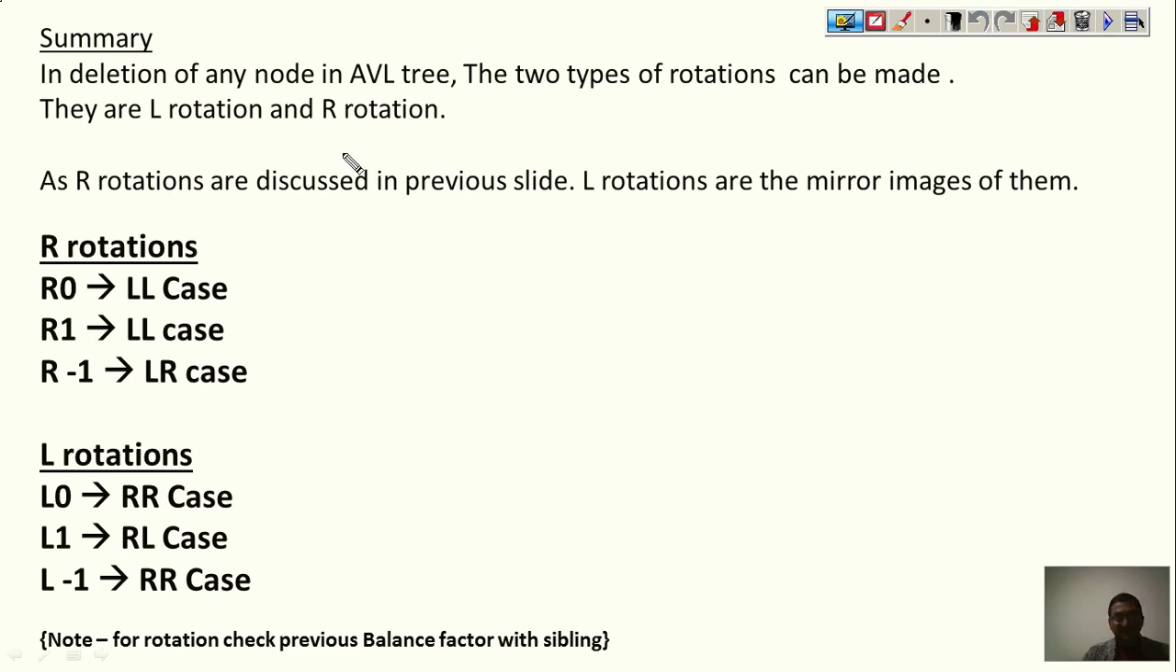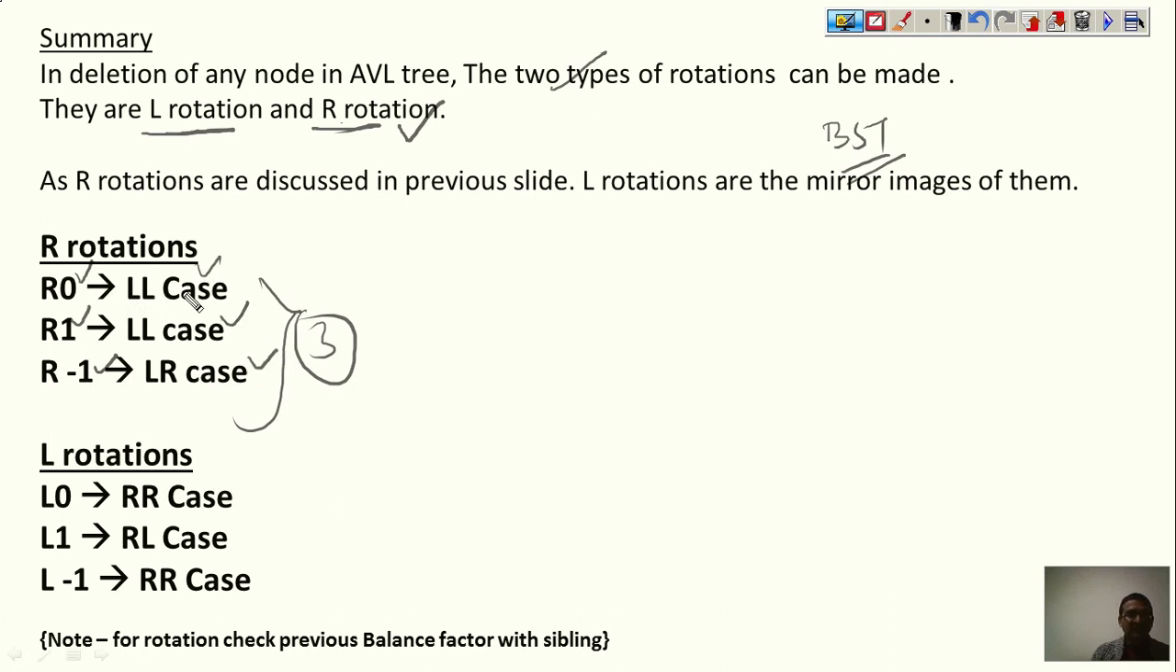So to summarize, deletion will be done as per the binary search tree rule, and when we do deletion, it will impact the balancing factor, which may be disturbed, which may be unbalanced, and then you need to do rotations. Rotations are of two types: L rotation and R rotation. R rotation we have discussed. Each rotation has three cases. So when you have R0, R1, R minus 1, this is equivalent to the LL case and LR case. This you can memorize. Similarly, we have three cases in the L rotations: L0, L1 and L minus 1.